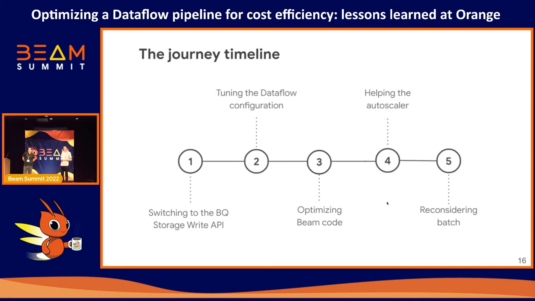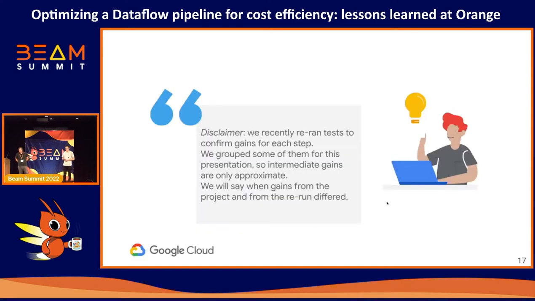The second one is tuning the Dataflow configuration. The third one is optimizing your actual Beam code. The fourth one is about helping the autoscaler when it doesn't do exactly what you want. And the last one, kind of a spoiler, is reconsidering batch.